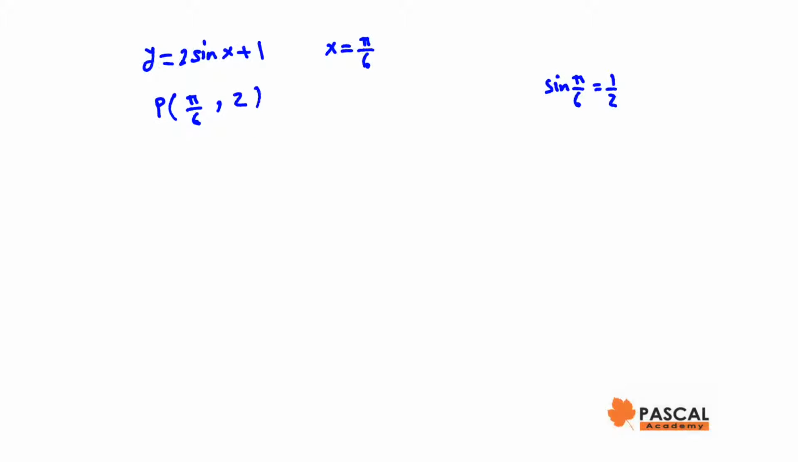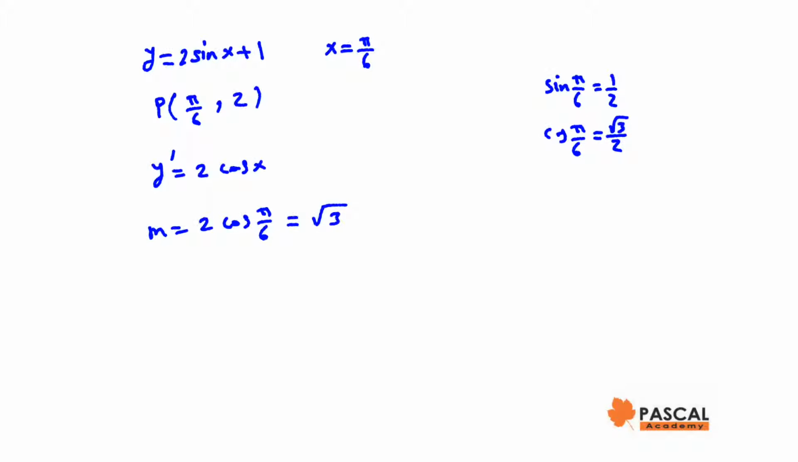Let's write the equation of the tangent line to the graph of y equals 2 sine of x plus 1 when x is pi over 6. Then you plug pi over 6 into the function. Since sine of pi over 6 is 1 over 2, the y value would be 2 times 1 over 2 plus 1, which is 2. The derivative of the function is 2 cosine of x. The slope of the tangent line is the value of derivative when x is pi over 6, 2 cosine of pi over 6. Cosine of pi over 6 is root 3 over 2. Therefore, slope is square root of 3.